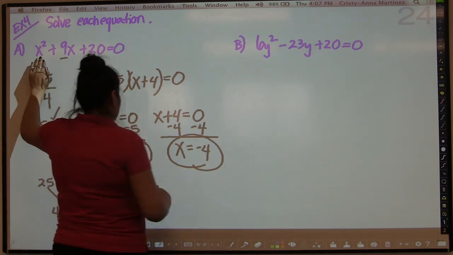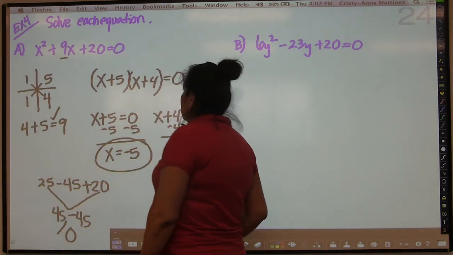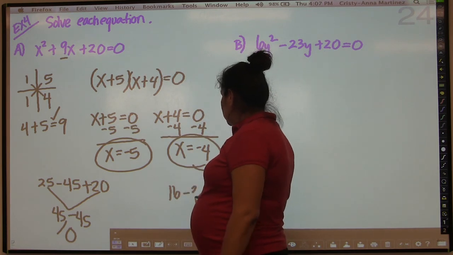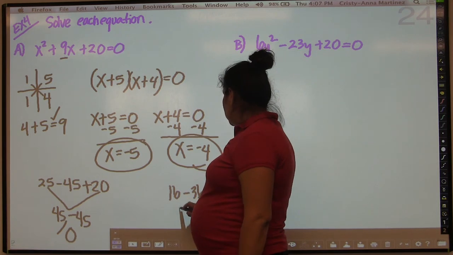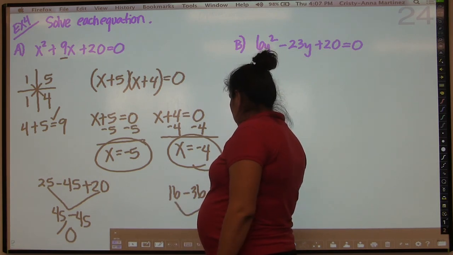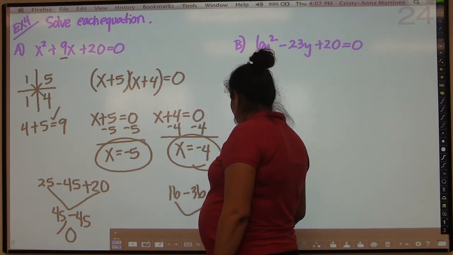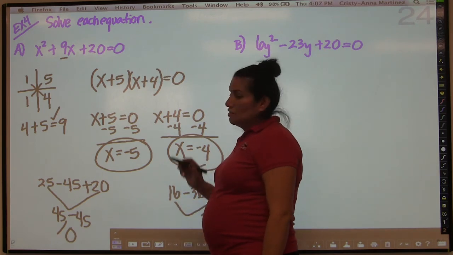Same thing happens with negative 4. Negative 4 squared is positive 16. 9 times negative 4 is negative 36, and then you have your plus 20. And again, 16 and 20 is 36. And then you subtract 36, and you in fact get 0. So our two solutions actually worked.